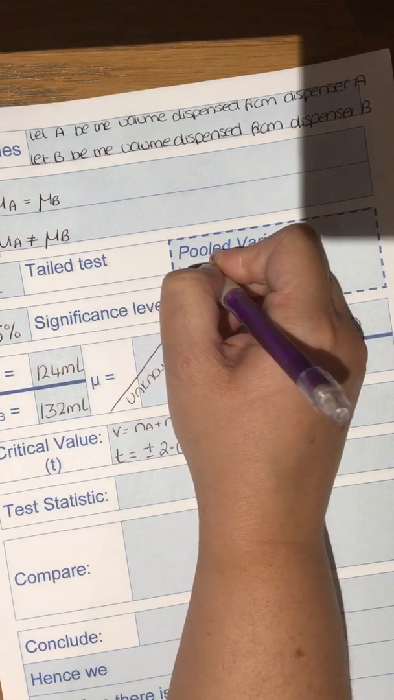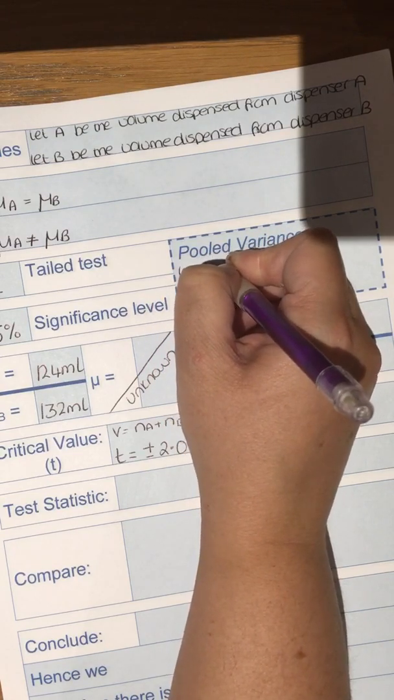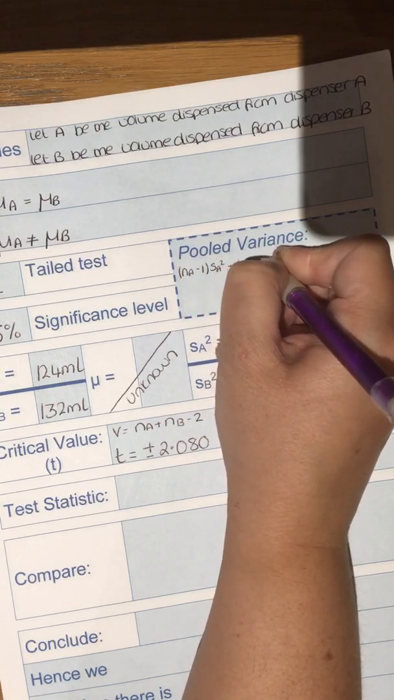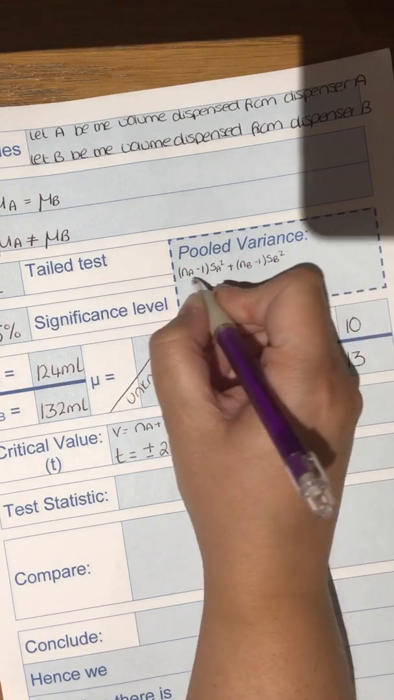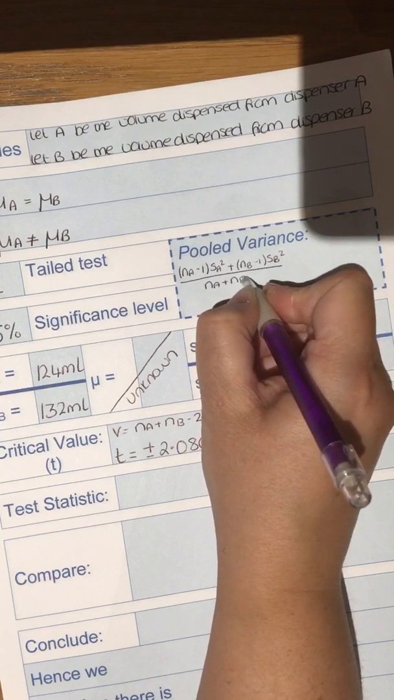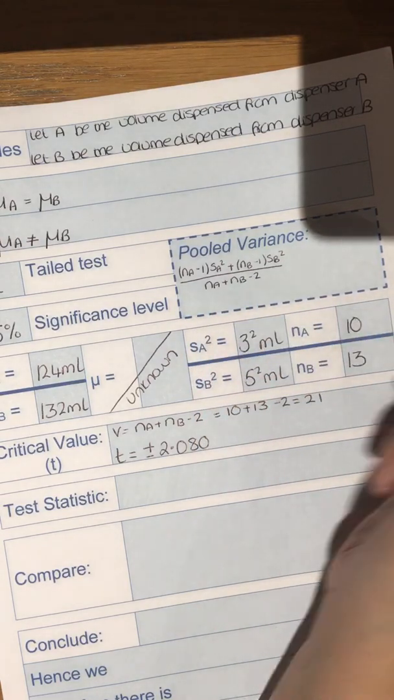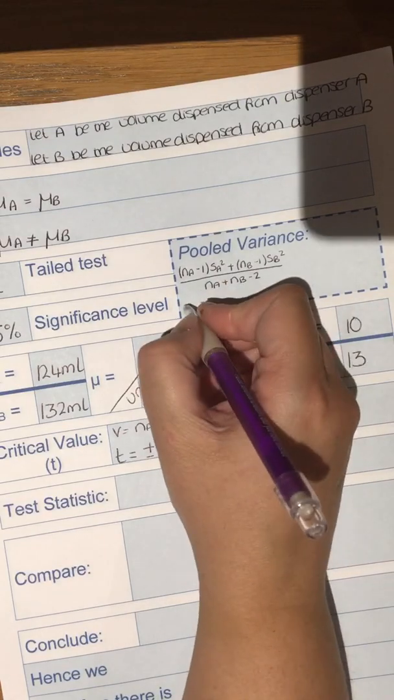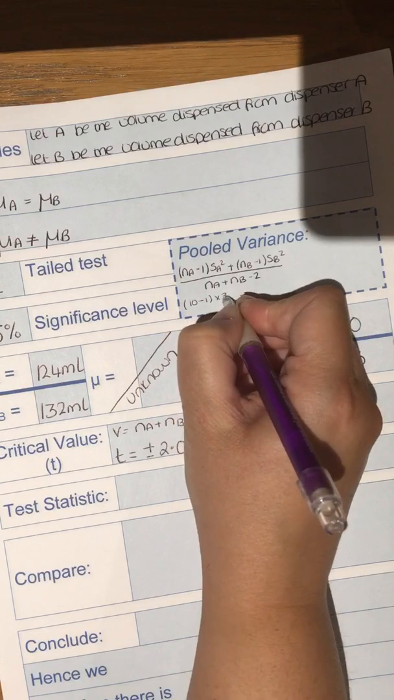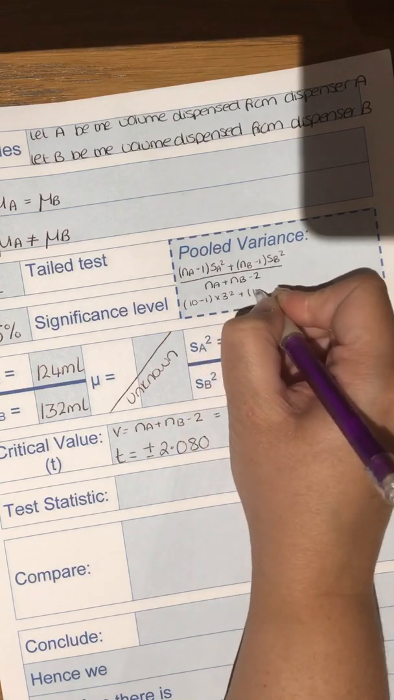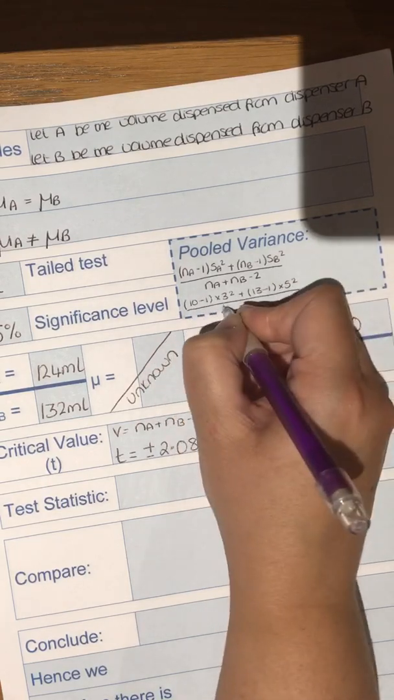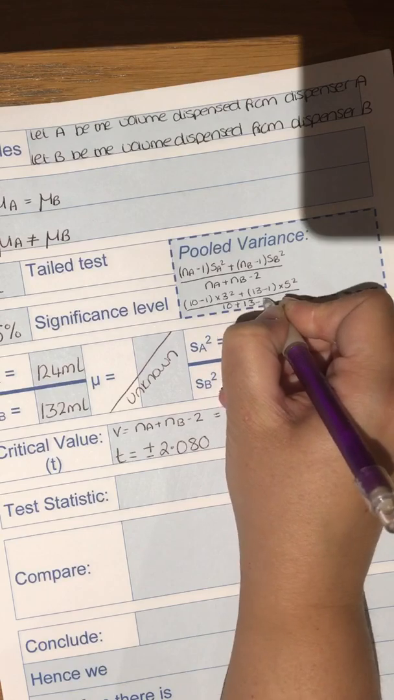This is NA minus 1 SA squared plus NB minus 1 SB squared all over those degrees of freedom, NA plus NB minus 2. And if I put in all my values for my pooled variance, I have 10 minus 1 times 3 squared plus 13 minus 1 times 5 squared all over 10 plus 13 minus 2.